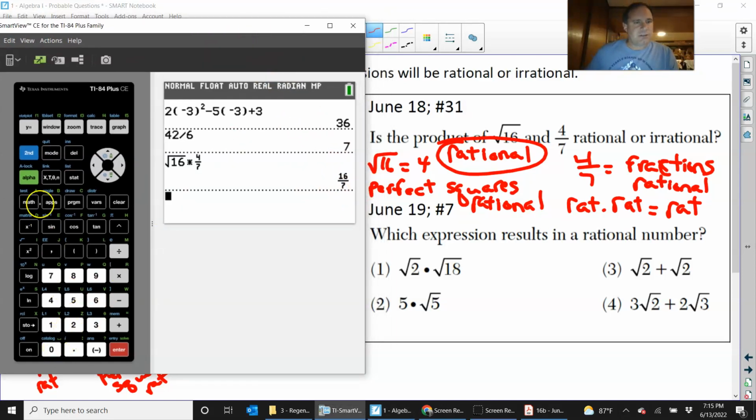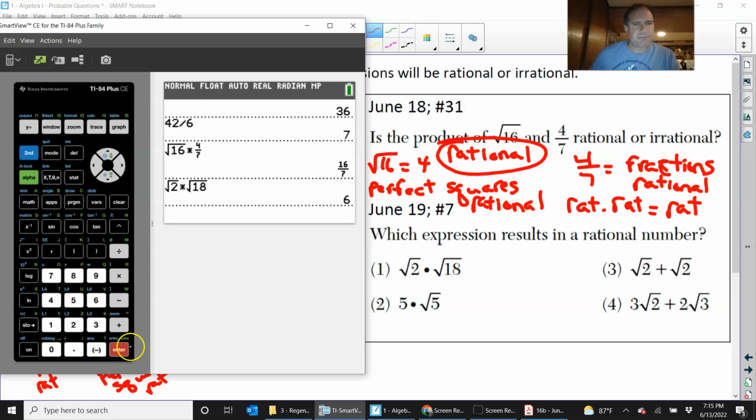Which expression results in a rational number? You would take the square root of 2, and then make sure that you press to the right to get away from that, and then the square root of 18. You can press enter right there. It is 6. Which one results in a rational number? This is rational. 1 is my answer.